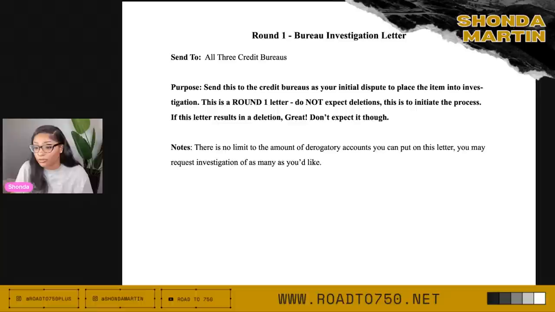What I was saying was, before every letter in the DIY kit, there is a page like this that will tell you who to send it to and why you're sending it. And this is important to read because I want you to have great expectations. I don't want you to expect something that is not going to happen. Don't expect deletions with round one because that's not really what this letter will do. Now, if you do get a deletion, great. A lot of times people do get deletions, but again, just don't expect it. Don't feel like if you don't get it deleted that you're doing something wrong and so you're not going to follow up. Hell no, we're not doing that. You have to keep going.